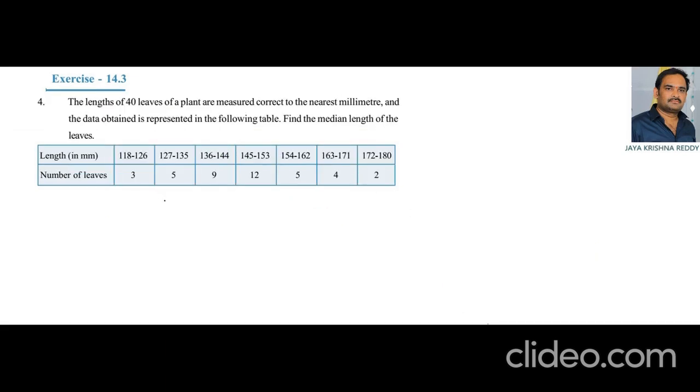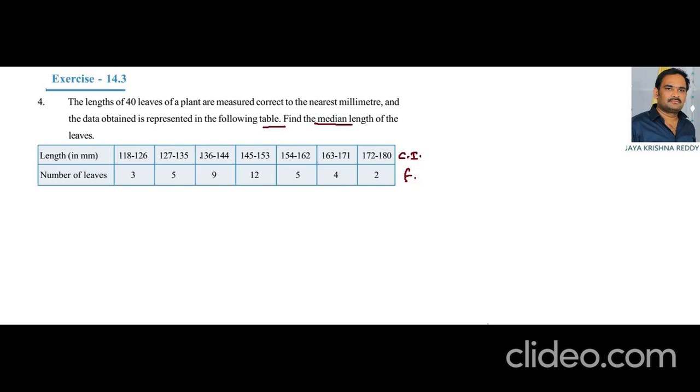One more question. Fourth question from exercise 14.3. The lengths of 40 leaves of a plant are measured correct to the nearest millimeter, and the data obtained is represented in the following table. Find the median length of the leaves. So class intervals are given as 118 to 126, 127 to 135, 136 to 144, like that, up to 172 to 180. And the frequency values are given as 3, 5, 9, 12, 5, 4, 2.